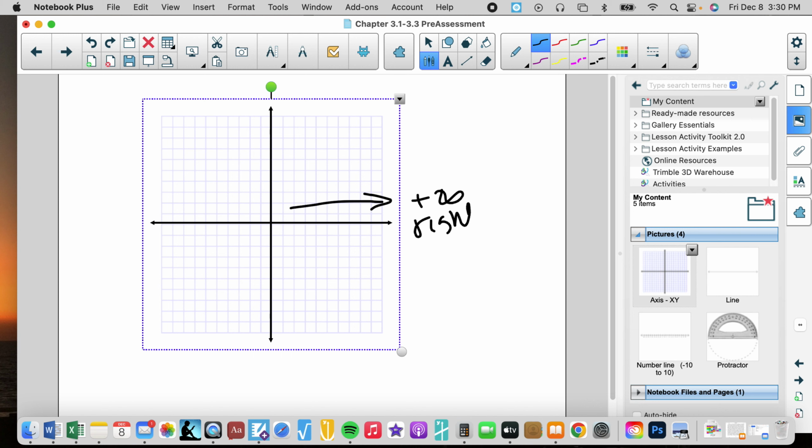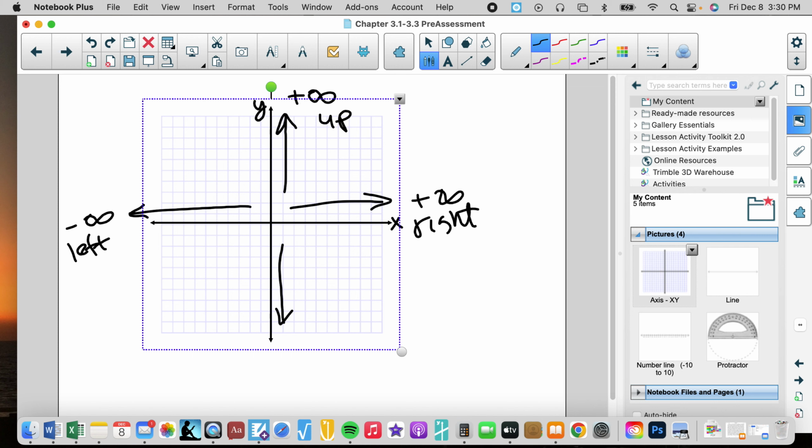to the right on the x-axis. When I go towards negative infinity on the x-axis, that would be left on the x. When I go up towards positive infinity on the y-axis, that's going to be up. When I go down on the y-axis towards negative infinity, that would be down. So we're going to use those terms.